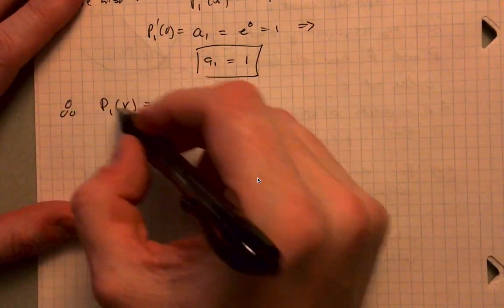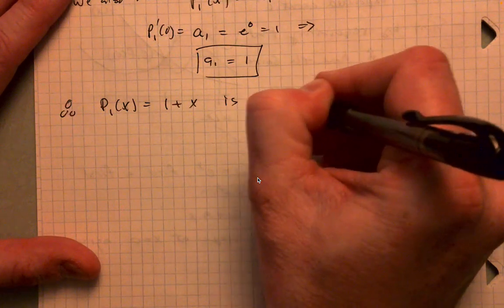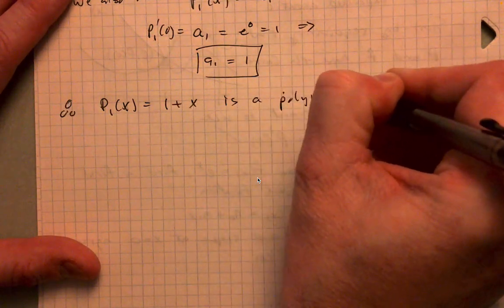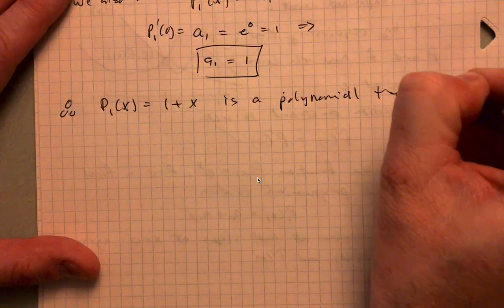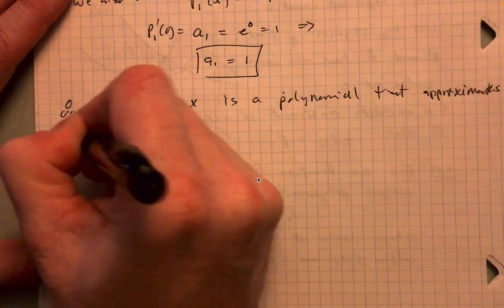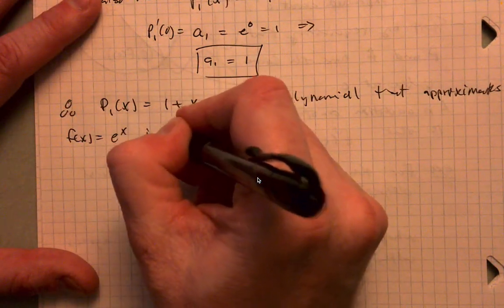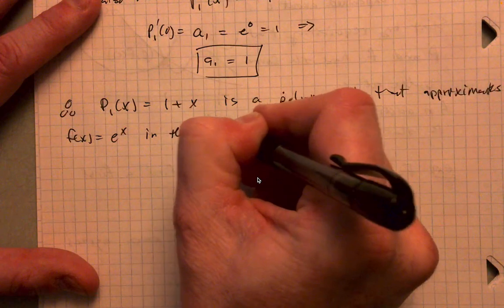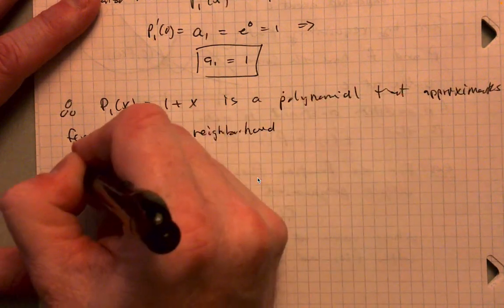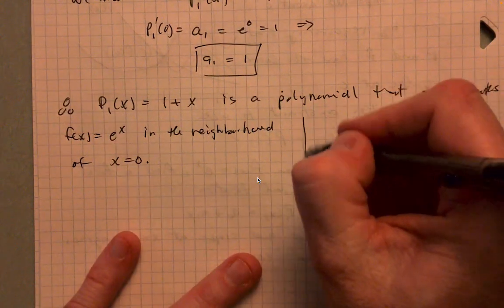So let's write that P1 of x equals 1 plus x is a polynomial that approximates f of x equals e to the x in the neighborhood of x equals 0. Okay, so what does this look like?